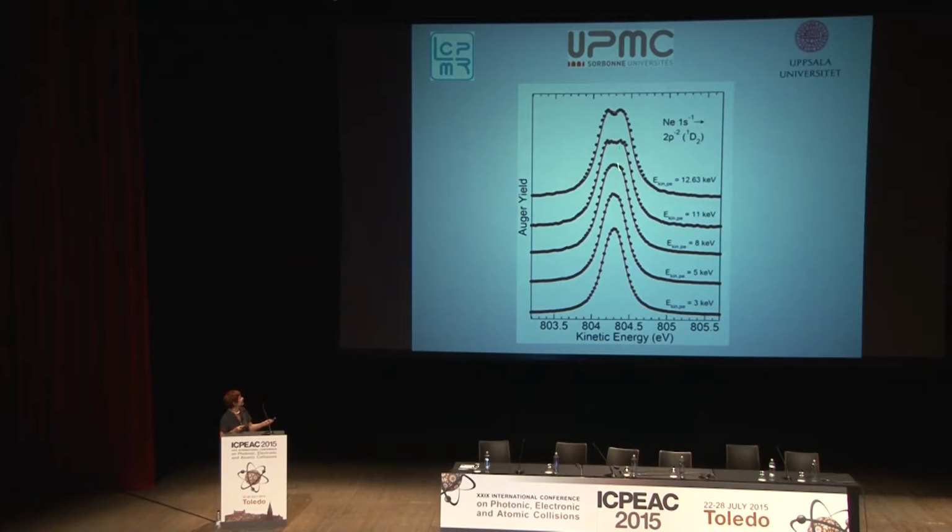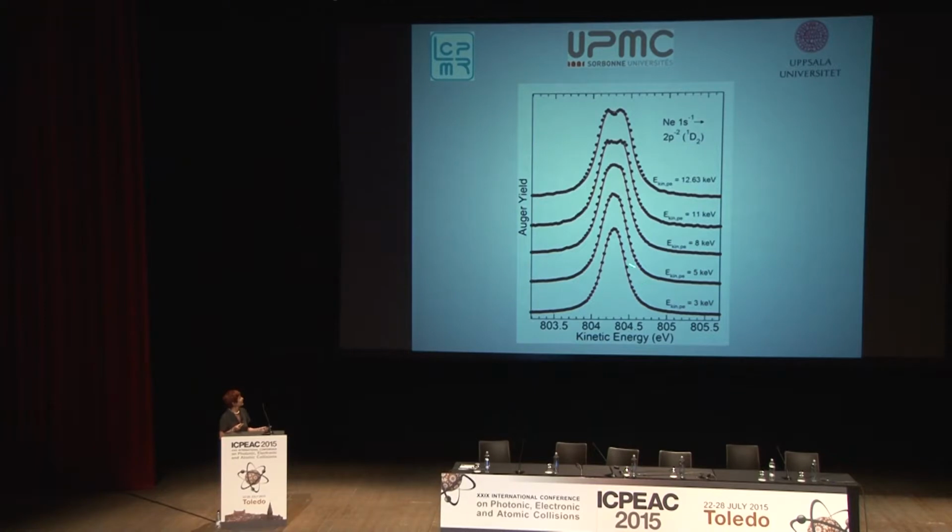For instance, in this case, the angular distribution of the photoelectron is well known because it's a K-shell ionization. And also, we know the percentage of linear polarization of the synchrotron light, which is about 100%. And both these parameters are included in the simulations.